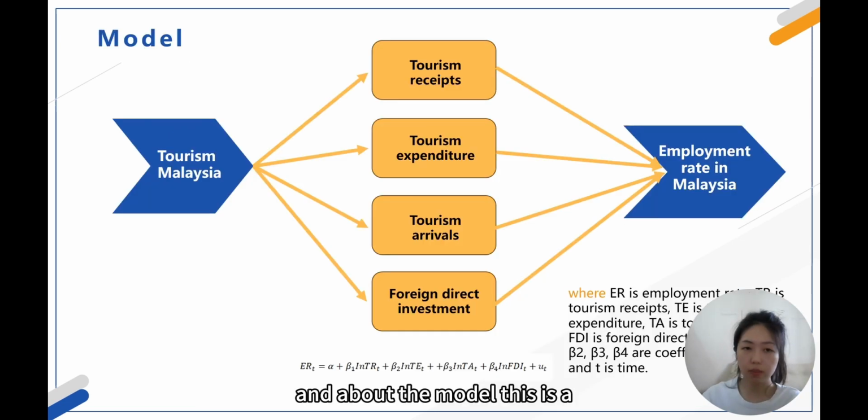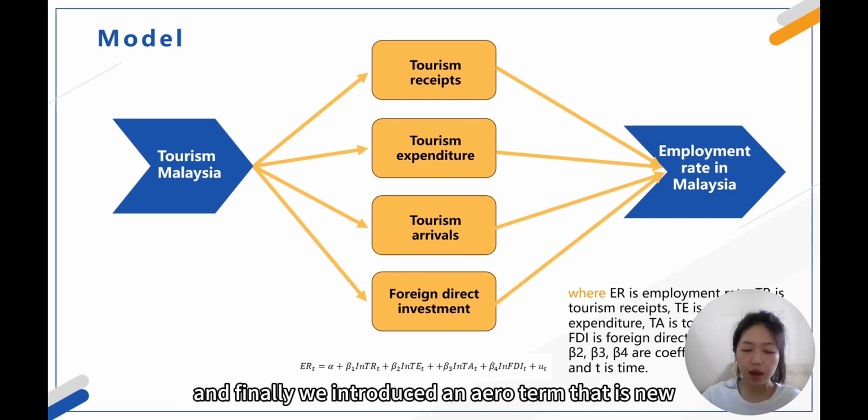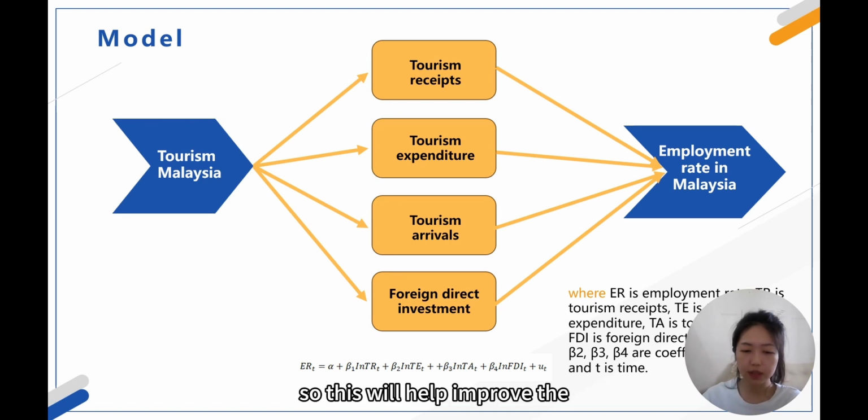And about the model, this is a preliminary model based on the hypothesis. In this model, we have used the coefficients beta 1, beta 2, beta 3, and beta 4 to quantify the relationship between the variables. These coefficients will help us understand the specific contribution of each factor to the change in the employment rate. And finally, we introduced an error term, mu, to account for other factors that cannot be captured in this model. So this will help improve the predictive accuracy of our model.